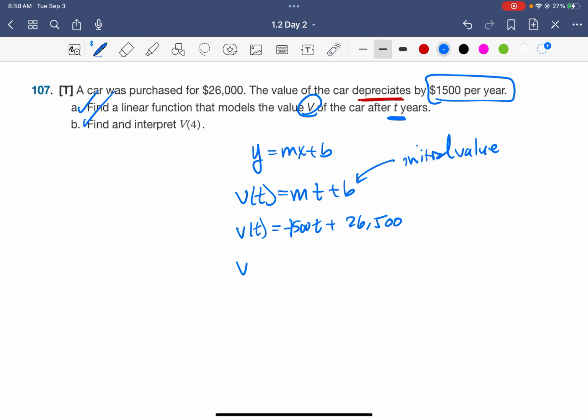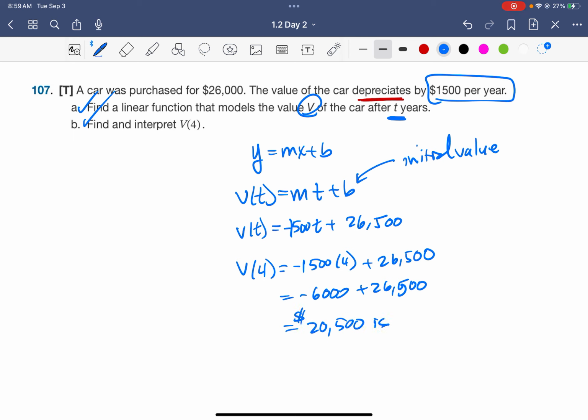Find and interpret V of 4. V of 4 is this with a 4 plus 26,500. Well, if you have two of these, that's going to be 3,000. So 4 is going to be minus 6,000, right? So that means it's going to be 20,500 is the value of the car after 4 years.